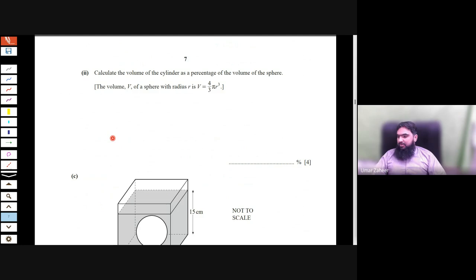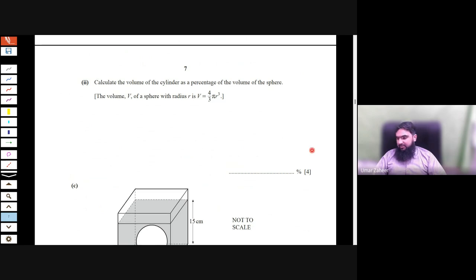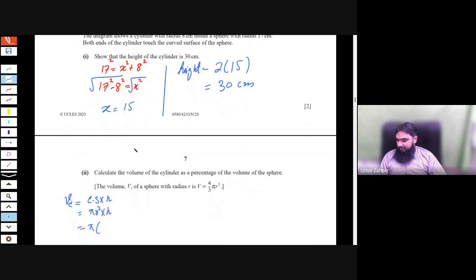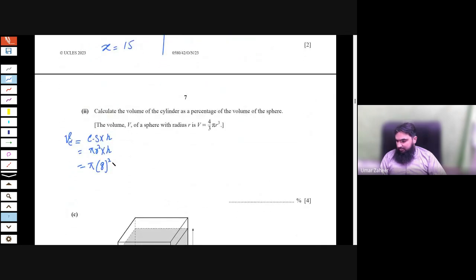Right. Okay, now calculate the volume of the cylinder as a percentage of the volume of the sphere. So first of all, we need to find the volume of the cylinder and the volume of the sphere. Volume of cylinder will be equal to cross-sectional area multiplied by height. The cross-section is pi r square into height. So pi, the radius of the cylinder is 8, so 8 square. The height we already found, that is 30.